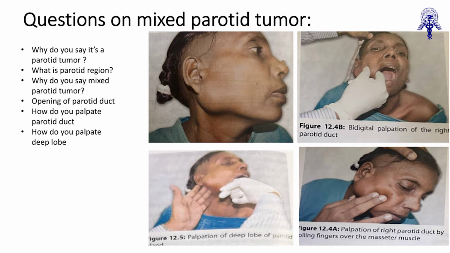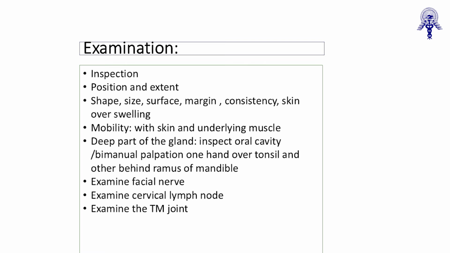Okay, now examination. Now the position and extent. What is the extent of the disease? Now what do you mean by shape, size? These are all the examinations for the swelling. So what is the shape? If it is a benign lesion, although pleomorphic adenoma is lobulated, it is generally smooth surface.